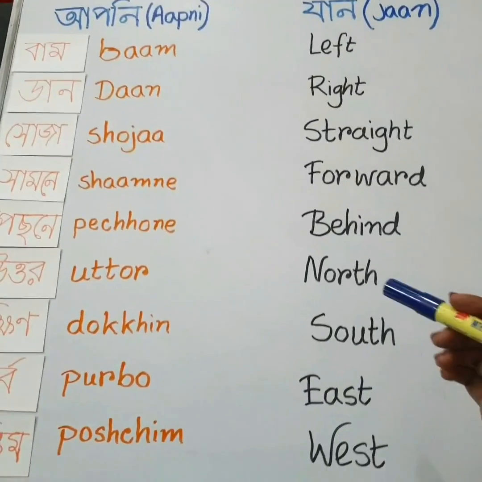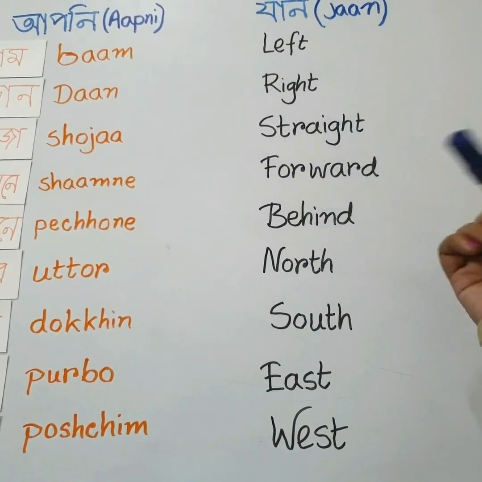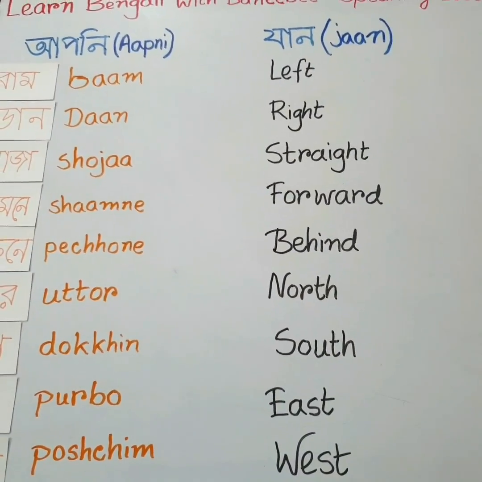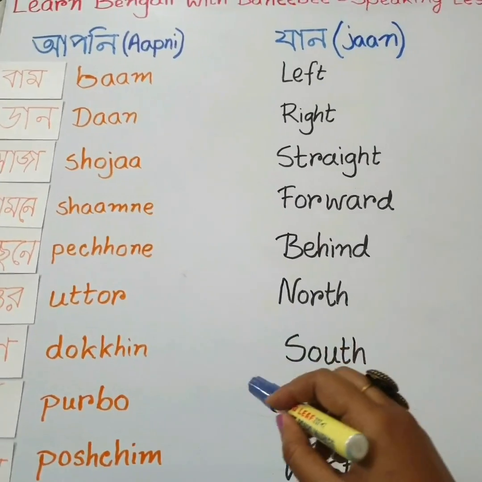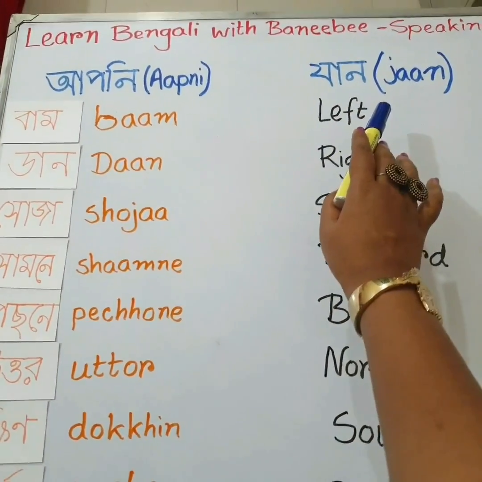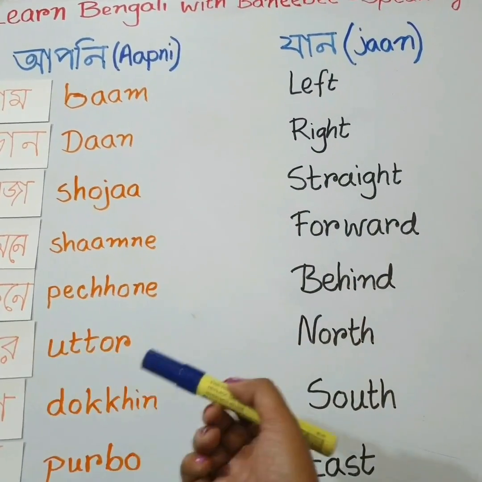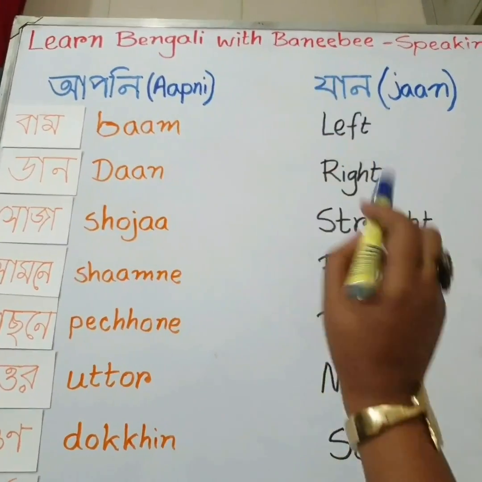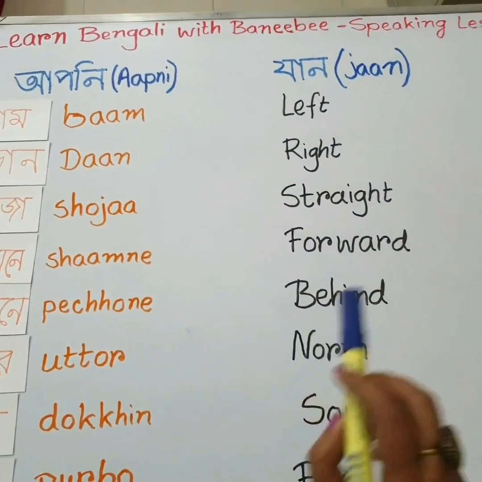Today we are going to talk about directions. So that's why you can see left, right, straight, forward, these types of things. Now we will learn these words, of course. Before we start learning this, let's see what this sentence means. Apni jaan. You might remember from the first few speaking lessons that apni jaan means you go. Okay? Let me write that.